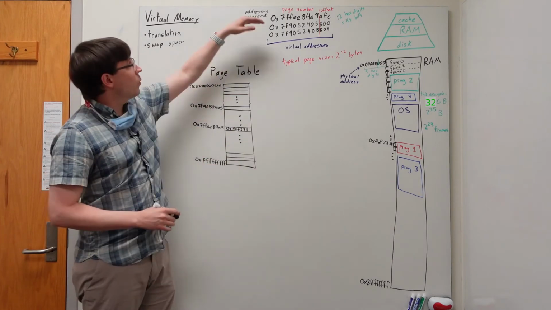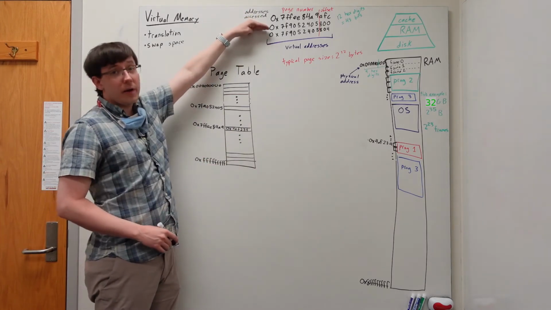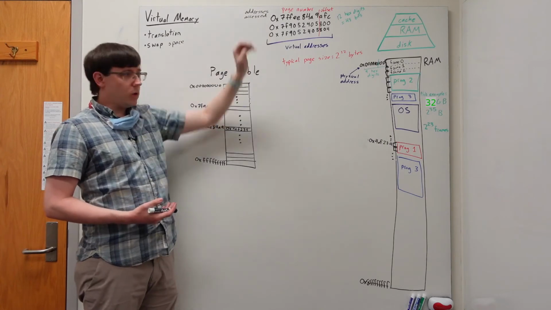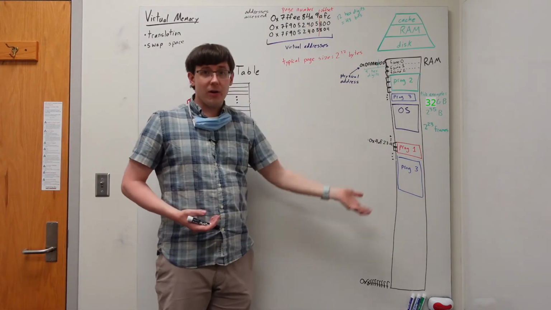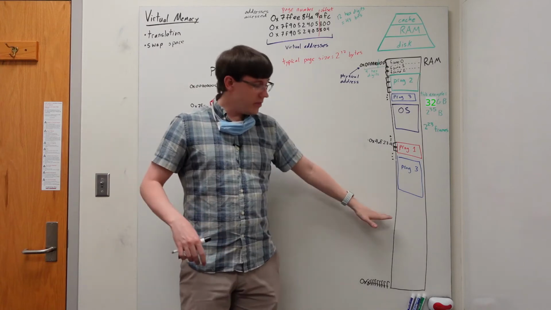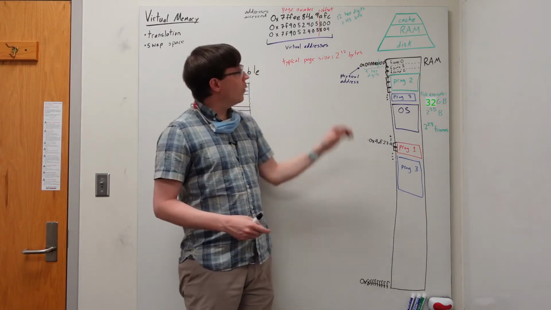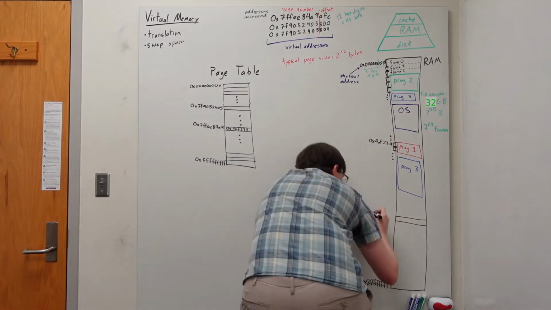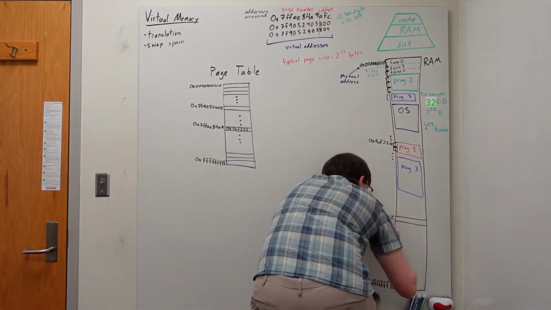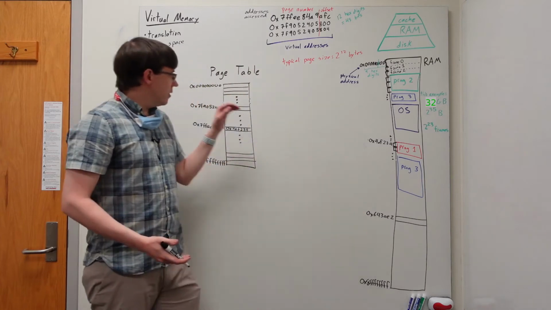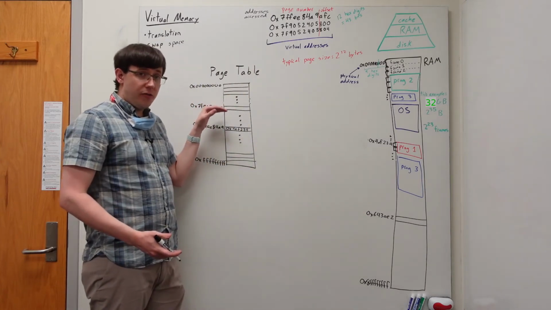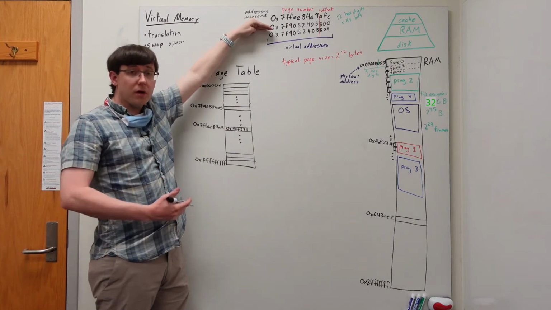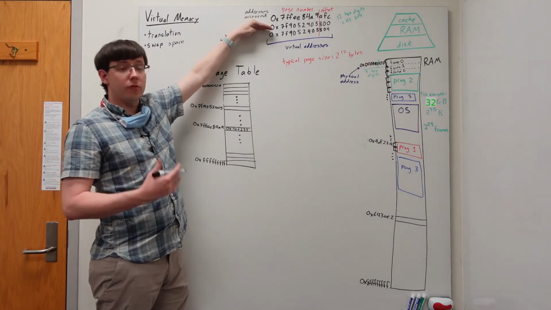Then later, when the program accesses a different page, that page will be allocated somewhere in RAM. Then the frame of RAM where this page was placed will be recorded in the index of the page table corresponding to the page number from the program's virtual address.